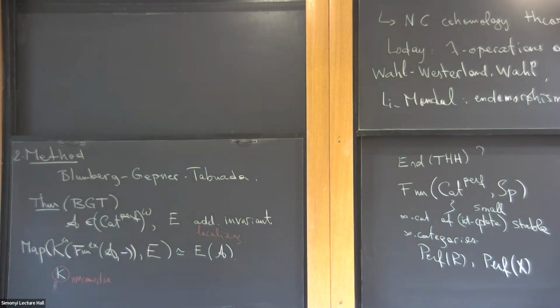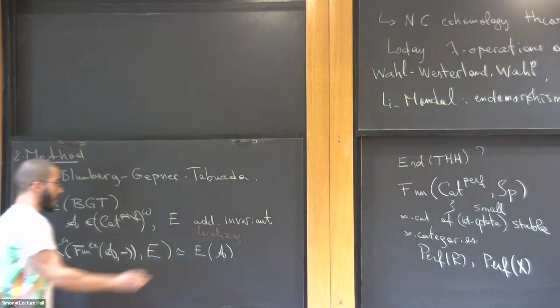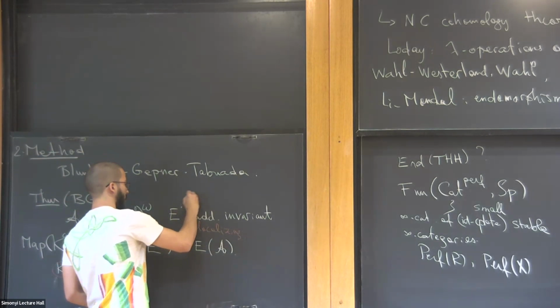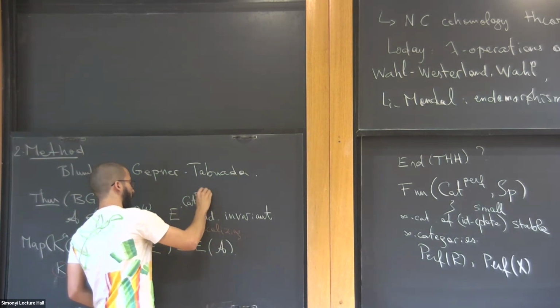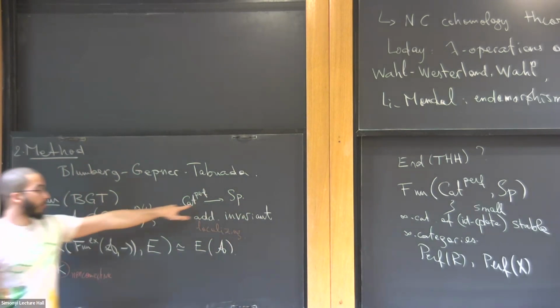Maxime, where exactly is that mapping space taken? Yes, good question. This is a mapping space, or spectrum, I guess, because I'm putting an E here. And E, I guess I should assume, has values in spectra. And this is taken in the category of functors like this.